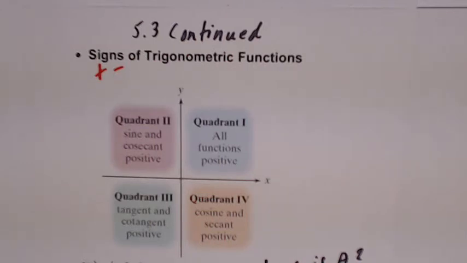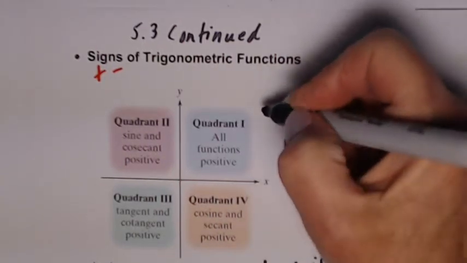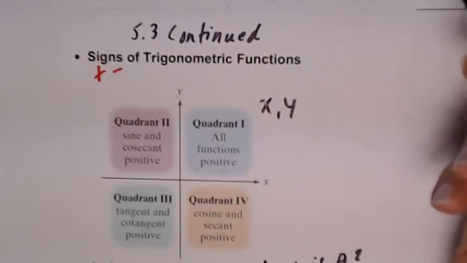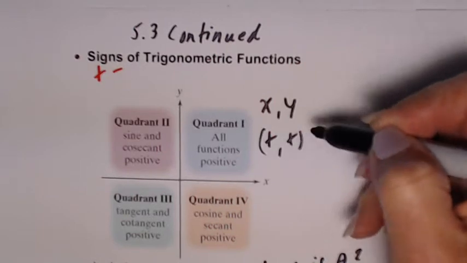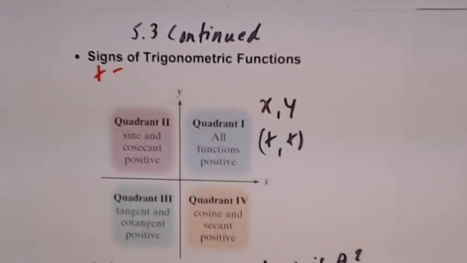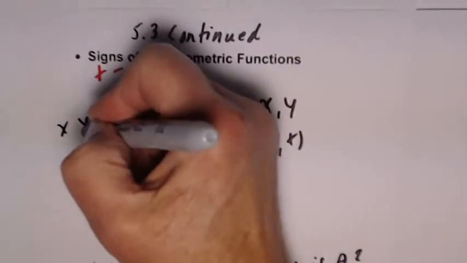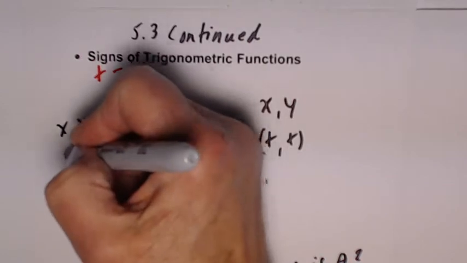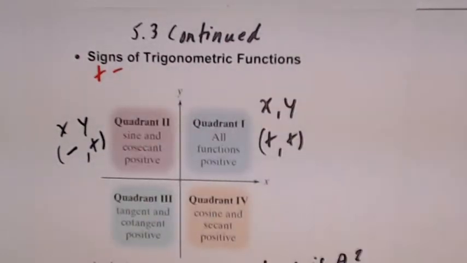So let's take a little review of our XY coordinate plane. We know that in Q1 we have X's and Y's. Well, we have X's and Y's on the whole thing, but X is positive and Y is also positive. So Q1, X, Y, both positive. In Q2, X is negative and Y is positive.